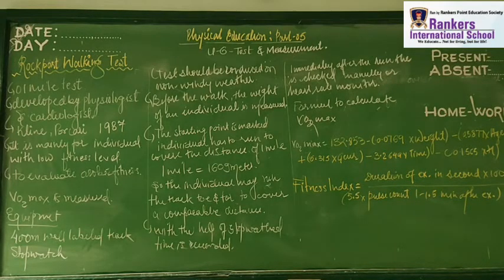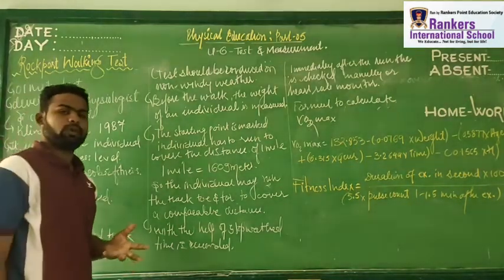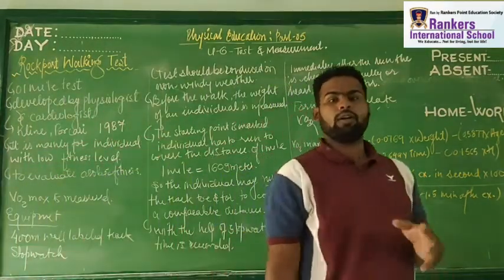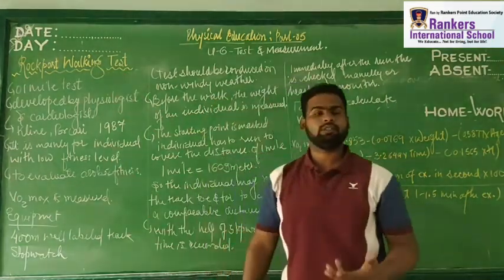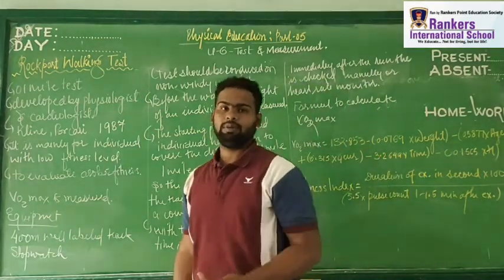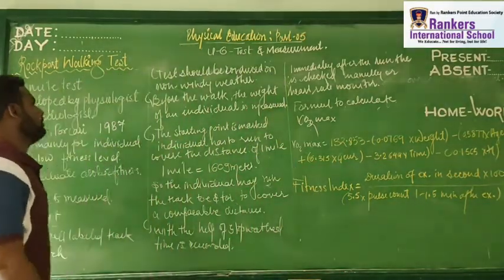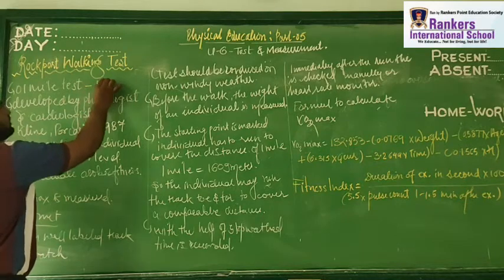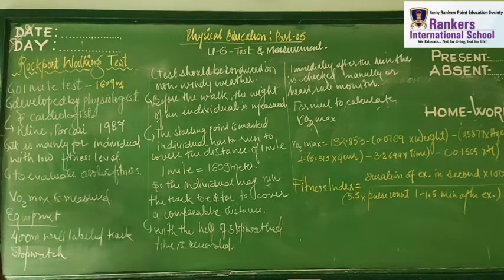So basically, when we start the Rockport walking test, we need to think upon so many parameters, right? And what are these parameters? First, we need to know another name. So Rockport walking test is also called one mile test, because the distance covered is 1 mile. Now the question comes to mind, what does 1 mile mean? So 1 mile is equal to 1609 meters. Right? So Rockport walking test is also called 1 mile test or 1609 meter test.